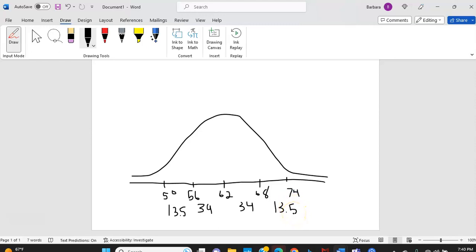Okay, so our question was what percent of the data was between 62 and 74. So 62 to 68 is 34% of the data. 68 to 74 is 13.5% of the data. If we add those two together, that's going to be 47.5% of the data. 47.5. And hopefully that helps with those questions.